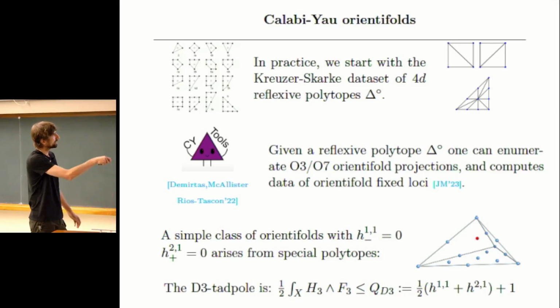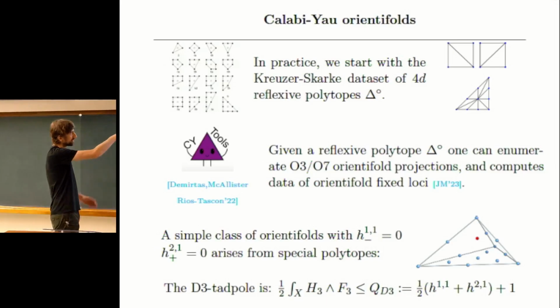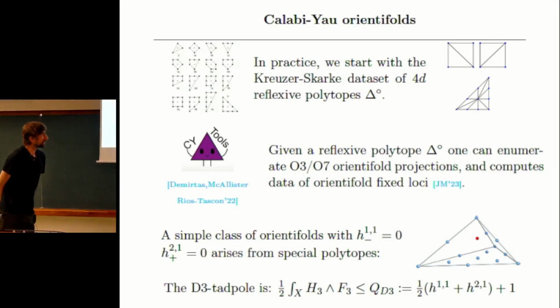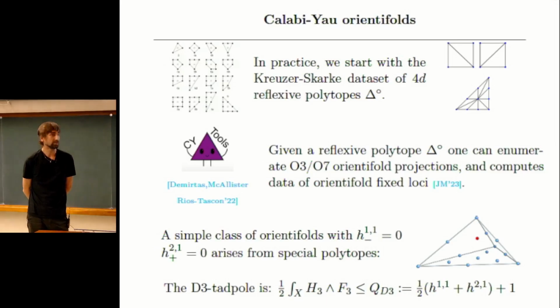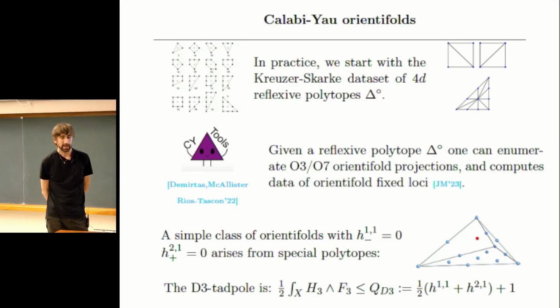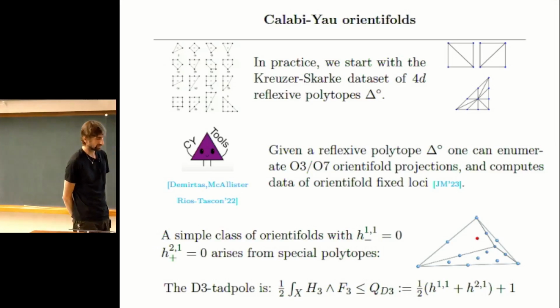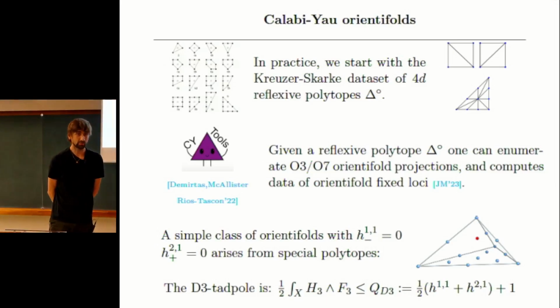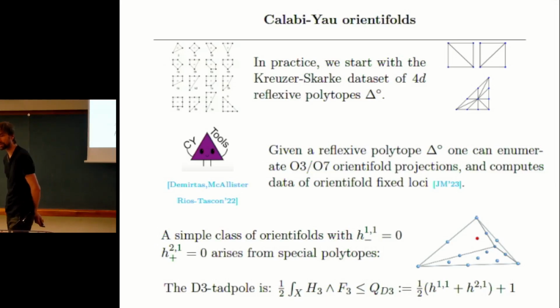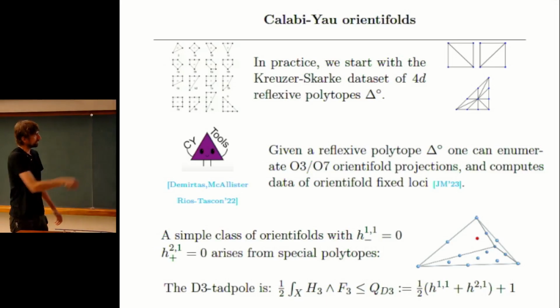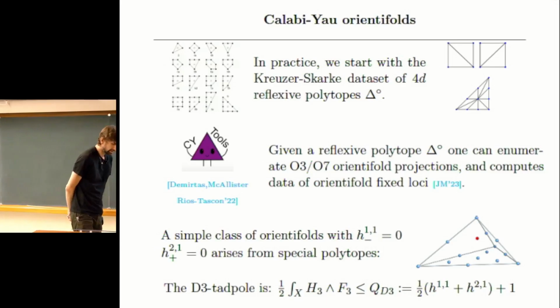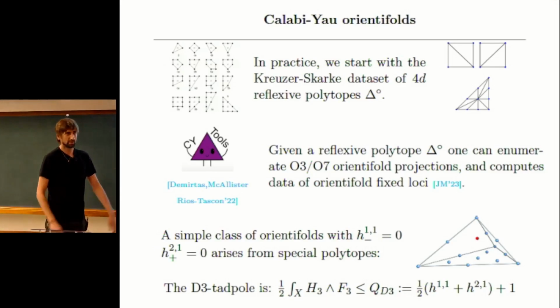Now, another piece that one needs is orientifolds. And it turns out that given an arbitrary reflexive polytope Delta, one can enumerate all the O3/O7 orientifold projections and efficiently compute the data of the corresponding O-planes in terms of basic combinatorial data of the polytope. So this is a paper that I had earlier this year. I don't have time for the details, but if you're interested, take a look.